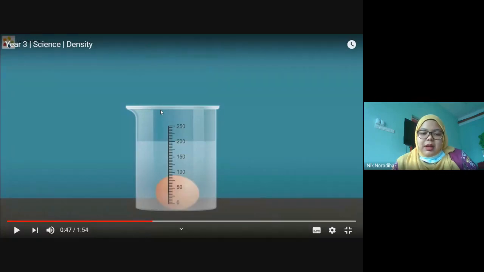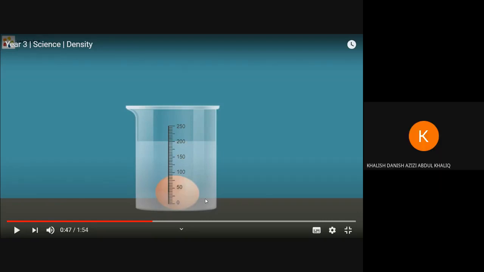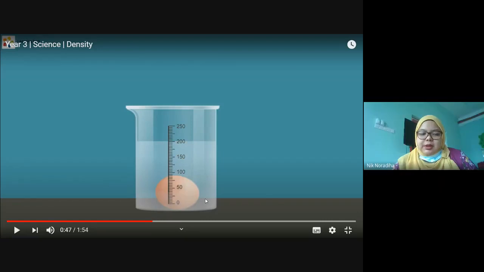Okay, so now this egg sinks in water. In order to make it float again, we can add salt or sugar to make the water more dense than the egg. Now the egg sinks in water. Can anyone tell teacher, is this egg less dense or more dense than water? More dense. Okay, good job. Correct. This egg is more dense than water. That's why it sinks in the water.